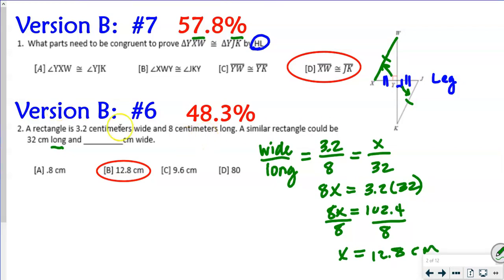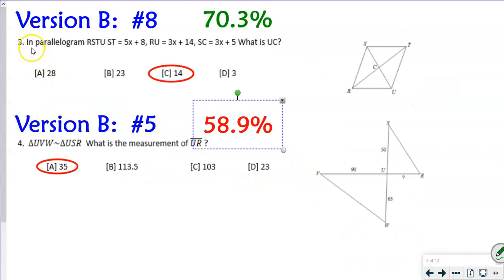So once again, if you had version B, that was number 6, okay? So 3 and 4 for version A, 8 and 5 for version B. Double check and see how you did on these questions, okay?